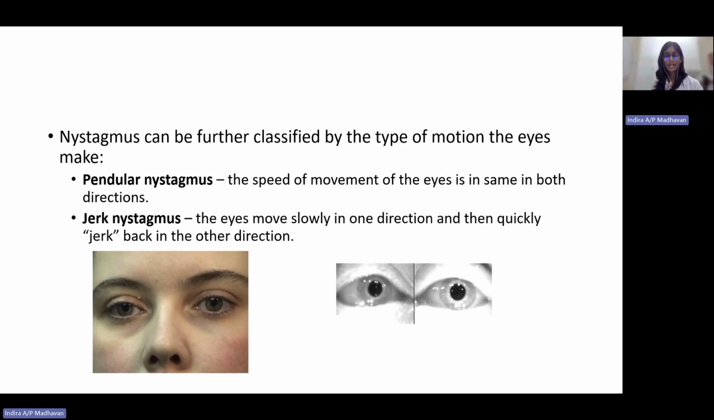This is the jerk nystagmus. The eyes move slowly in one direction and then quickly jerk back in the other direction. So that's a jerking movement. These are the two classifications of nystagmus based on the motion of the eyes. The previous one is based on the symptoms that the patient has.